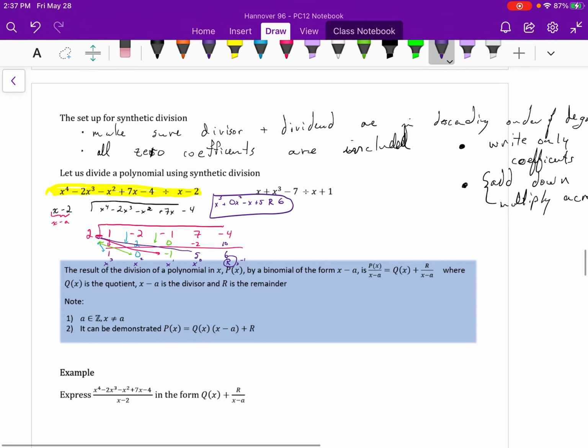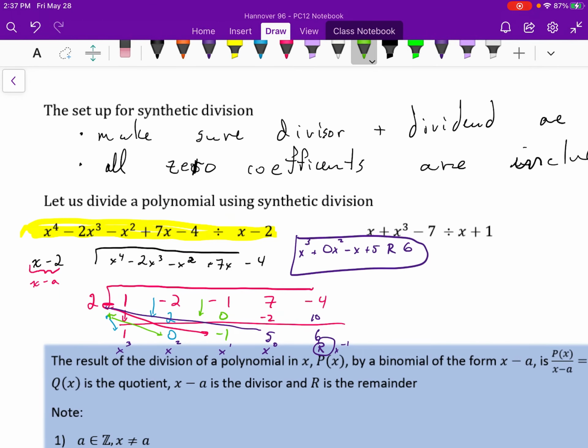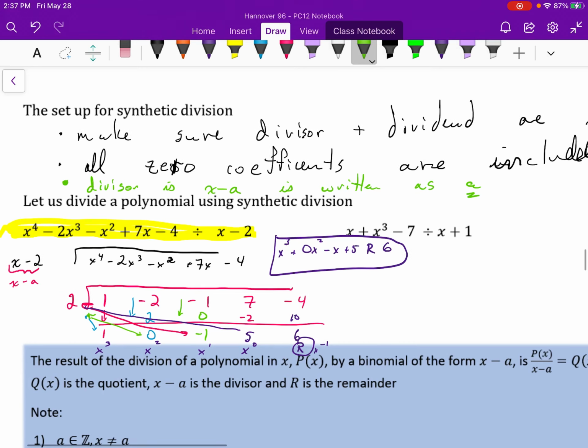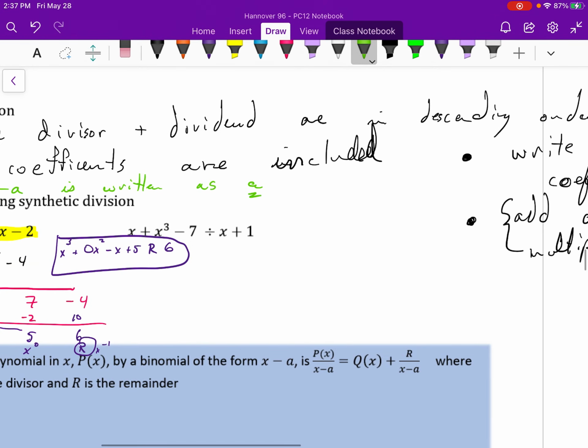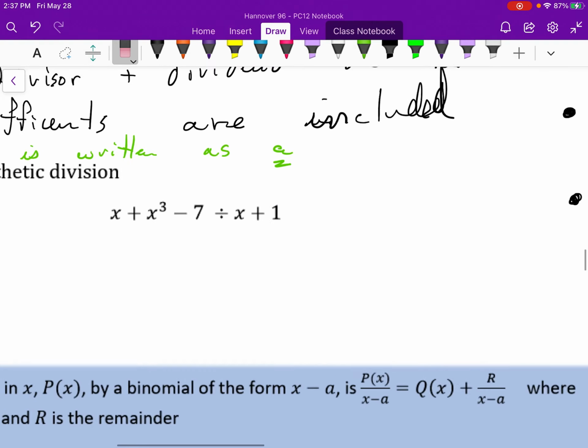So maybe, just maybe, I should probably put another note here. Setup for long division: the divisor is x minus a, which is written as only a. Let's do the next example.